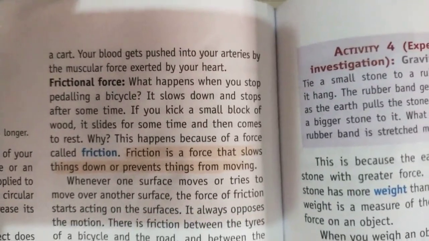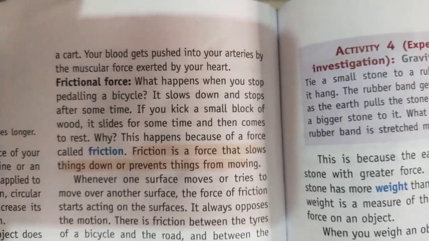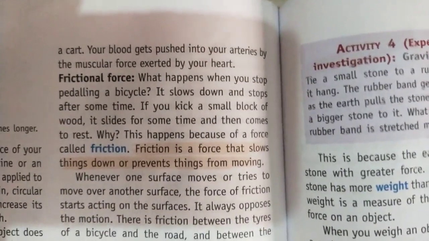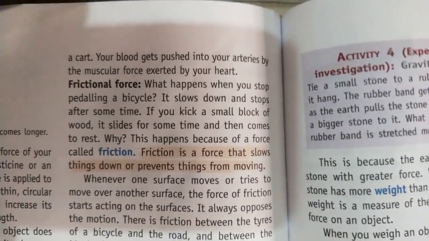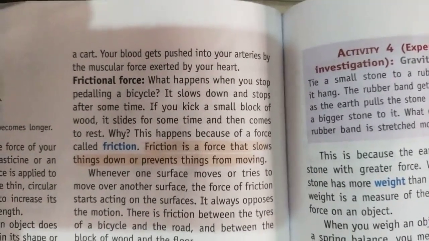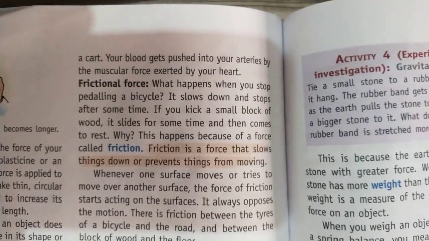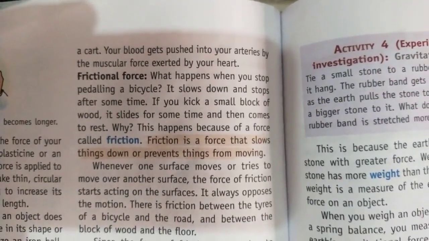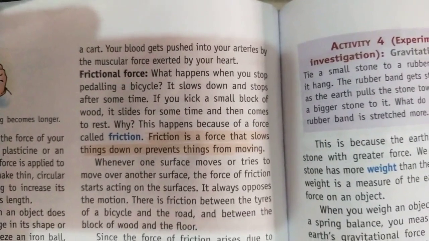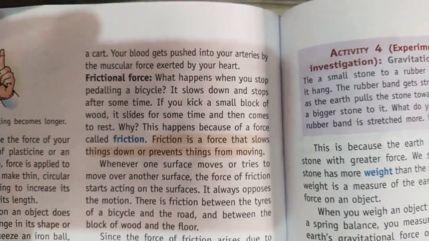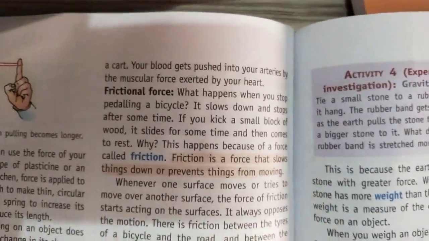Next is frictional force. What happens when you stop pedaling a bicycle? It slows down and stops after some time. If you kick a small block of wood, it slides for some time and then comes to rest. Why? This happens because of a force called friction. Friction is a force that slows things down or prevents things from moving.